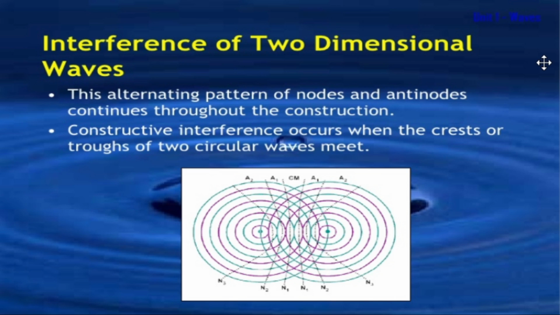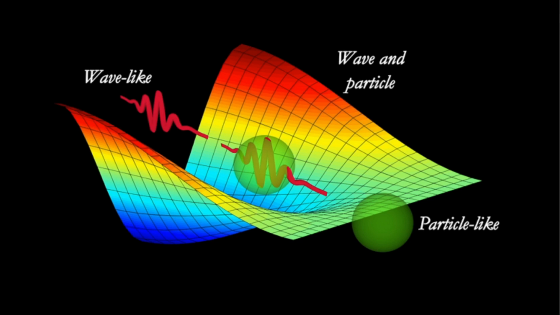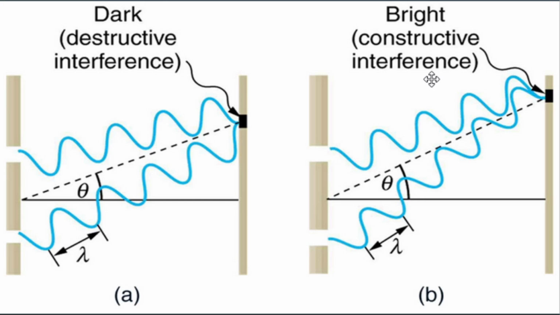Constructive interference occurs when the crests or troughs of two circular waves meet. Now, as we can see here, this is an example of color and wavelength. So we can see how the wavelength differs depending on where it is and how gravity is affecting it. Now we can have dark destructive interference and bright constructive interference.